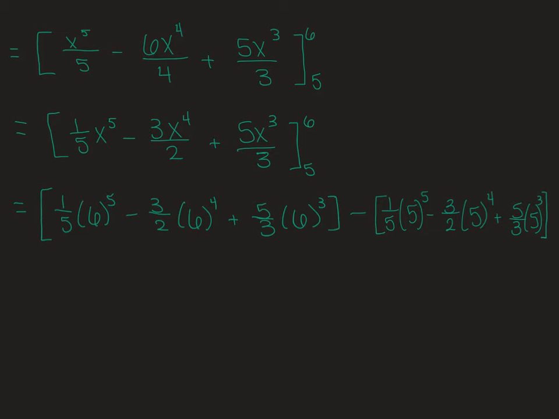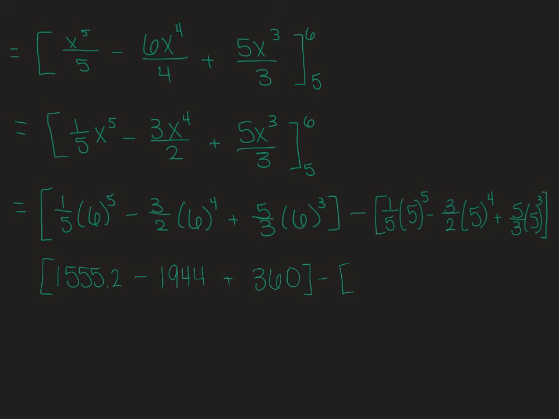Now we actually have to solve these. You can grab a calculator, you can do it by hand, you can do whatever you need to do. When I do 6 to the 5th, I get 7,776, and I'm going to divide that by 5. Over here I get 1,555.2. Now we're going to work on our next one. We have 6 to the 4th, and then times 3 over 2, I get 1,944. And then I have 6 to the third, and I'm going to be multiplying that by 5/3, and I get 360.